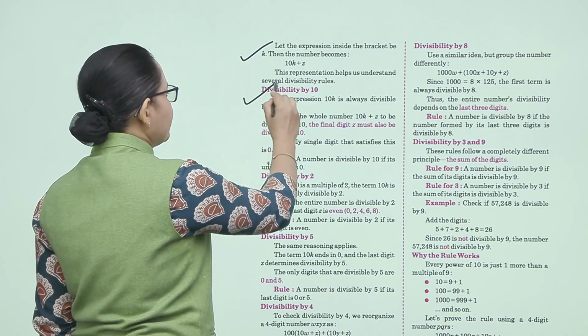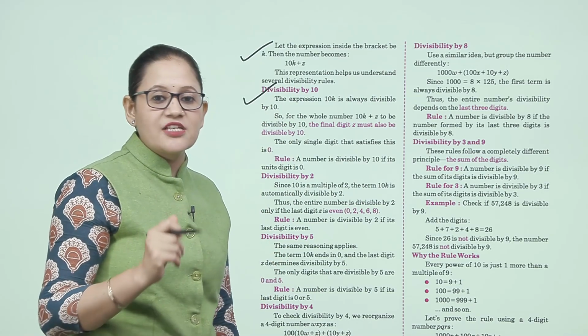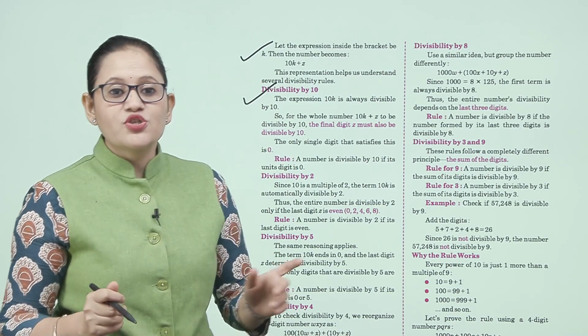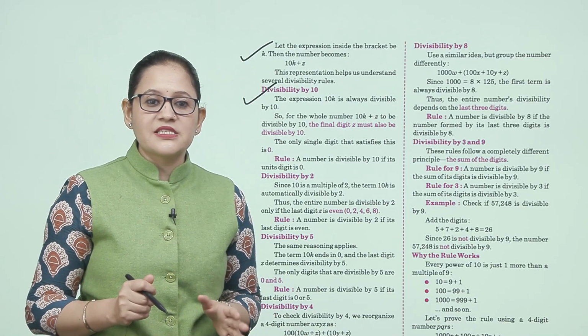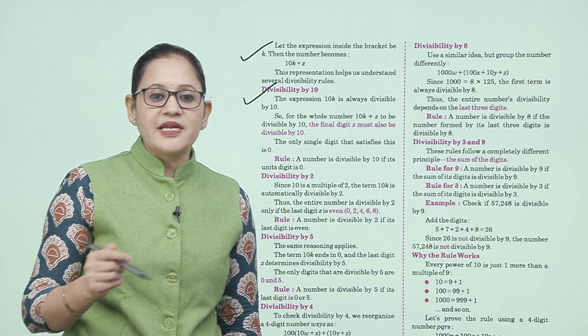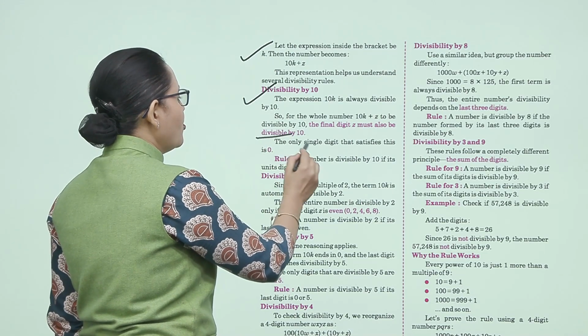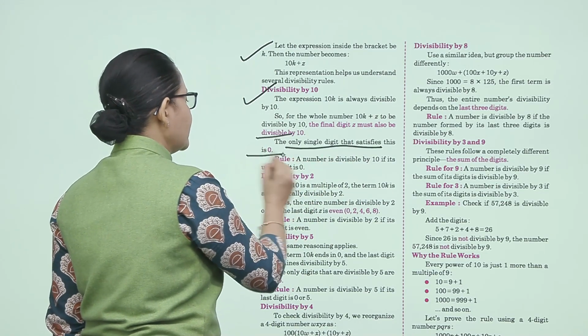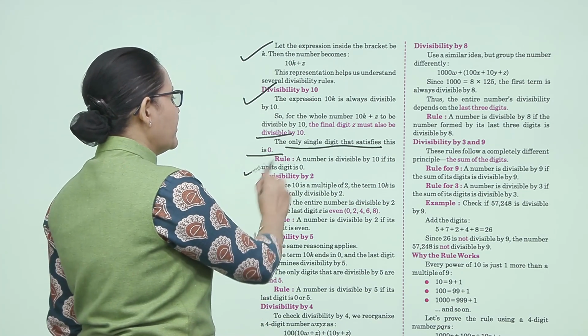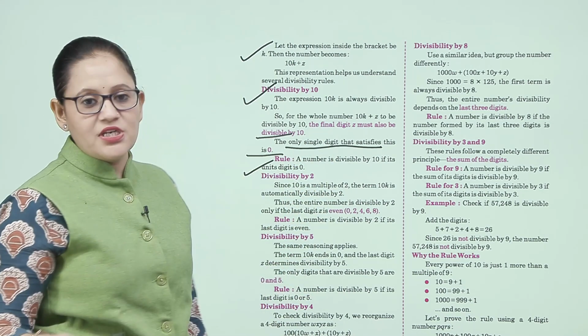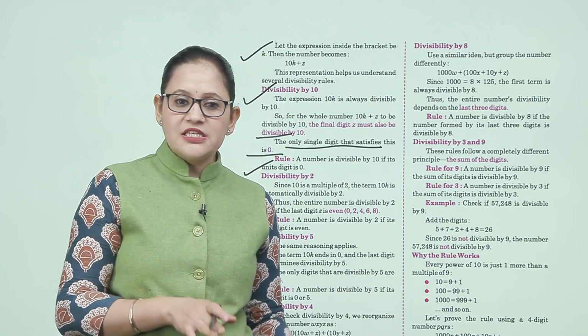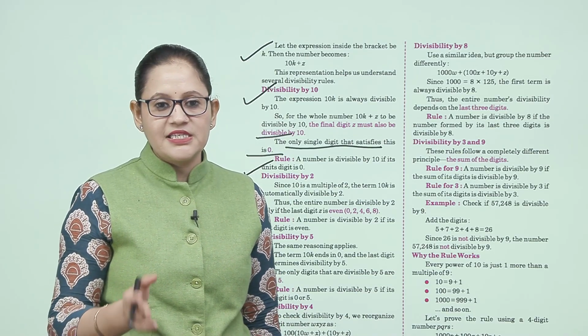First is divisibility by 10. The expression 10k is always divisible by 10. So, for the whole number 10k plus Z to be divisible by 10, the final digit Z must be divisible by 10. So, the only single digit that satisfies this is 0. So, the rule: the number is divisible by 10 if its unit digit is 0. If the unit digit is 0, then the number is divisible by 10.